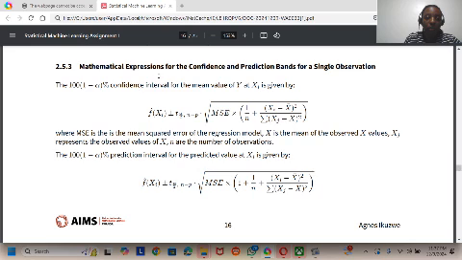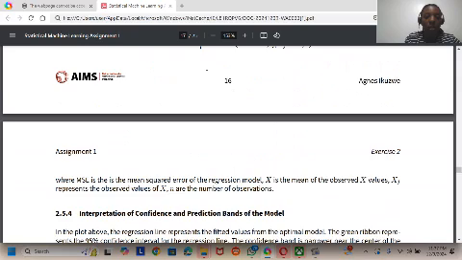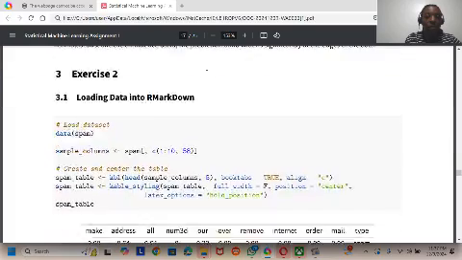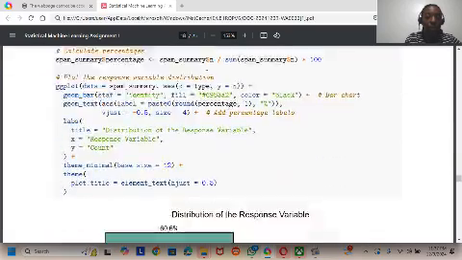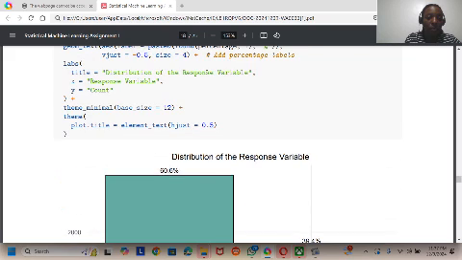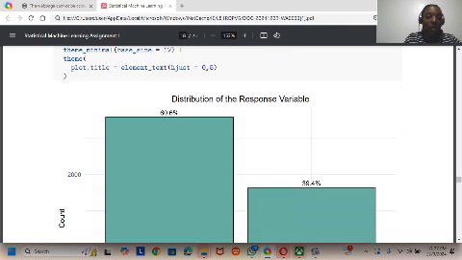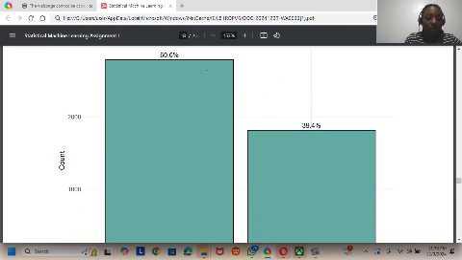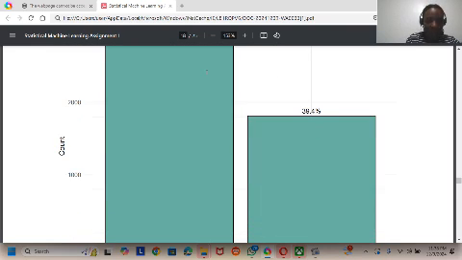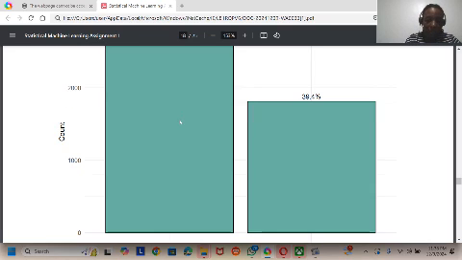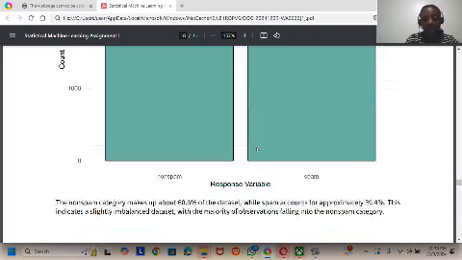I continued by performing the mathematical expression for the confidence and prediction band of a single observation, and I have also used a bar plot of the distribution of the response variable. In part 2 I have used the built-in spam data, where I have seen that the non-spam category makes up about 60.6% of the dataset, while spam accounts for approximately 39.4%. This indicates a slightly imbalanced dataset.